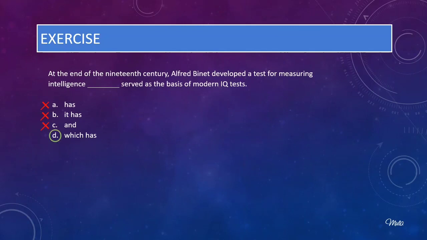After the adjective clause connector which and also the subject, it is followed by the verb has served. So, the complete sentence is, at the end of the 19th century, Alfred Binet developed a test for measuring intelligence which has served as the basis of modern IQ tests.